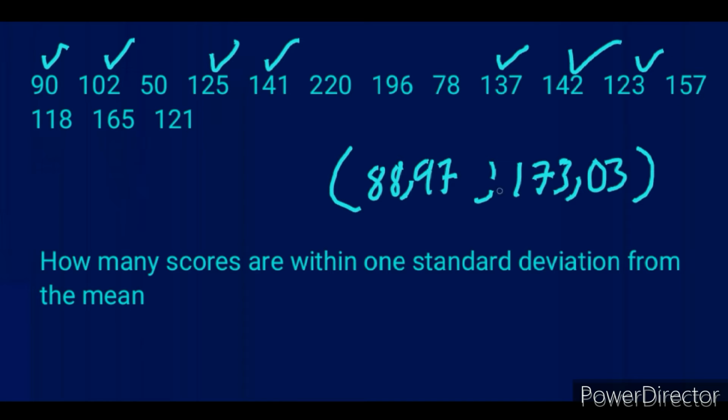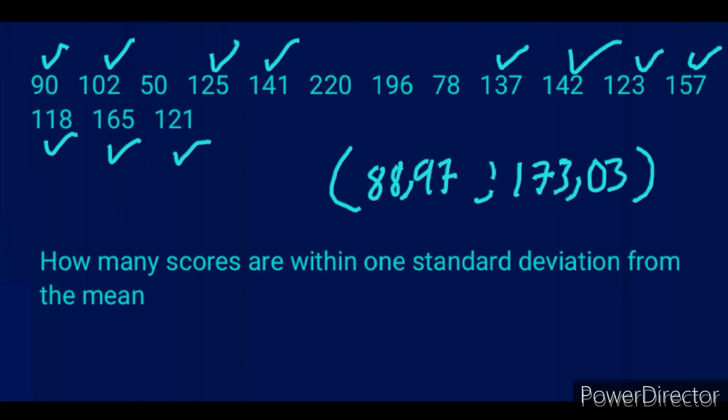So 157 is bigger than 88.97. It's smaller than 173.03. So that works as well. And then 118. So 118 is bigger than this, smaller than this. So it works. What about 165? So 165 is bigger than this, smaller than this. So 165 works. 121, it obviously works. It's bigger than this and it's smaller than this at the same time.